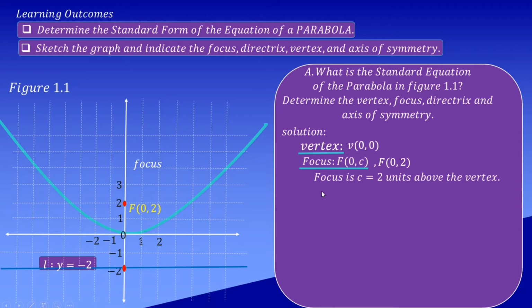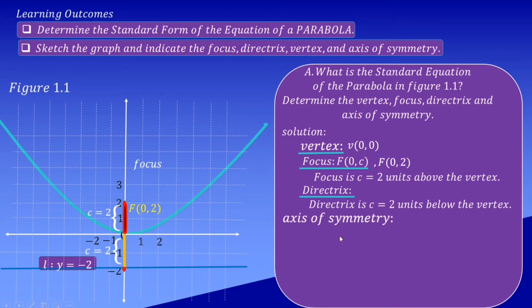So the distance from the vertex at the origin to the point on the focus, that is c, is equal to 2. Another part of the graph of the parabola, yung tawag is the directrix. So this is the line y = -2. So ang distance nito is also c = 2 below the vertex. So, napagitna natin yung vertex between the focus and the directrix.